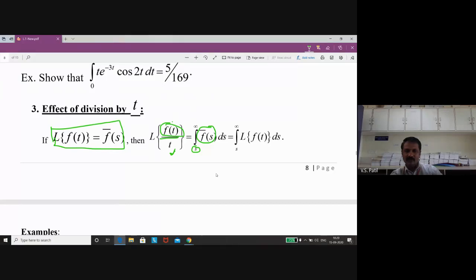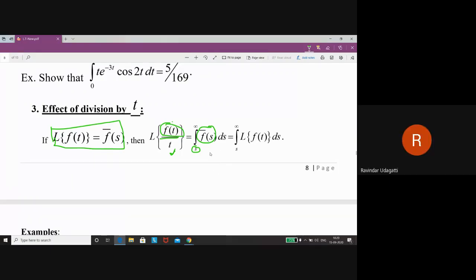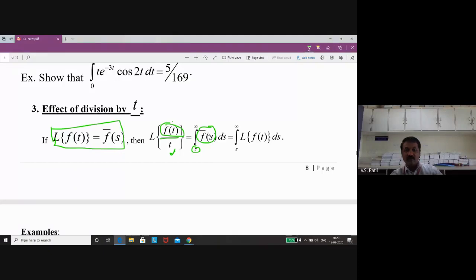Am I audible? Yes, sir. What is this f bar s? We are going very slow. Please answer me quickly. What is this f bar s? It is the Laplace transform of f of t.